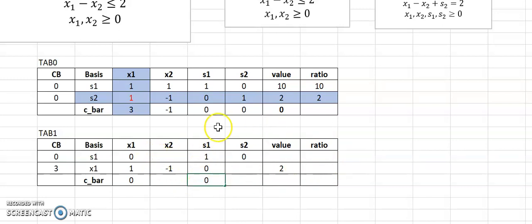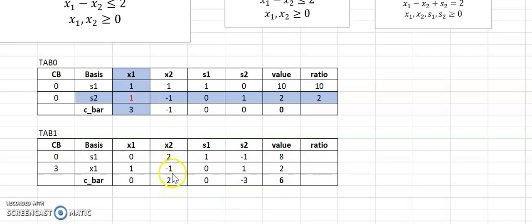And for the rest of the cells, we're going to be using the rectangle method. So this element is equal to the original value minus this value in the pivot column multiplied by the value right next to the pivot element, and we divide by the pivot. So I just went ahead and filled in the rest of the values in the tableau. And as we can see here in the C-bar row, we still have some iterations to go through since we have a positive number here.